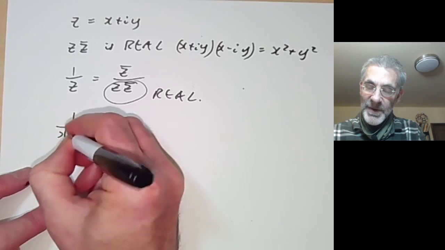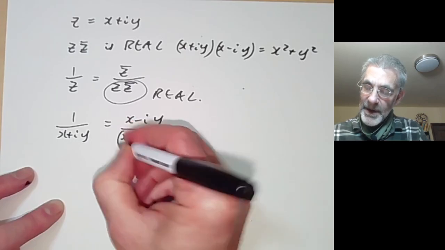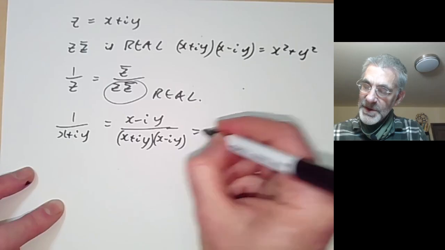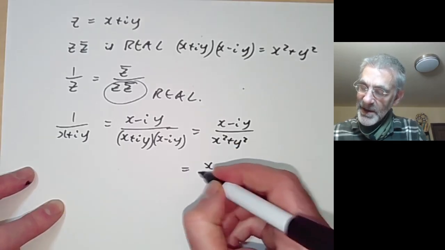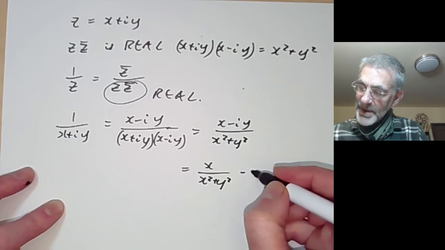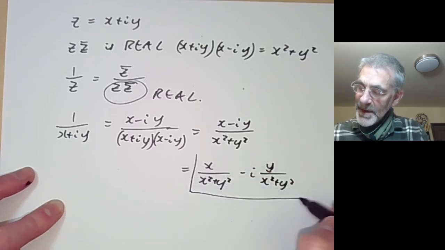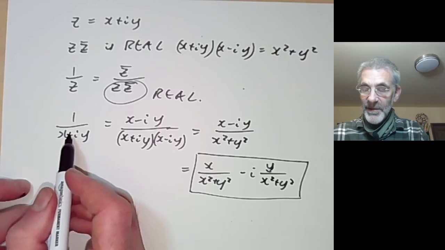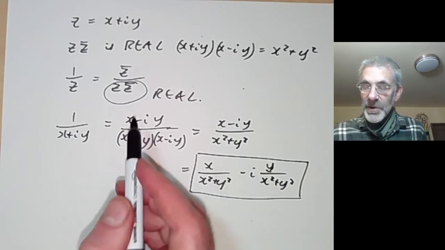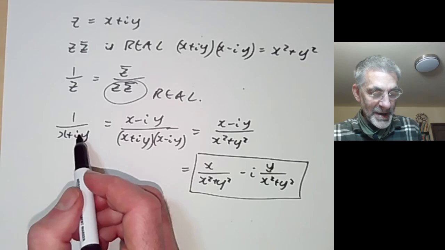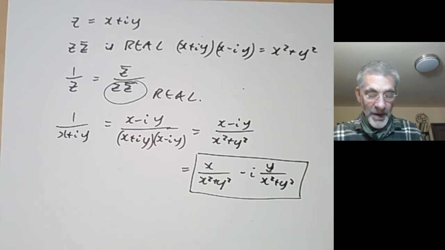We have 1 over x plus iy. Well, this is x minus iy over x plus iy times x minus iy, which is equal to x minus iy over x squared plus y squared, which is equal to x over x squared plus y squared minus iy over x squared plus y squared. So this is the formula for the inverse of the complex number x plus iy. And of course you shouldn't waste time remembering this formula. What you should do is remember this trick of multiplying the numerator and denominator by the complex conjugate of the denominator.